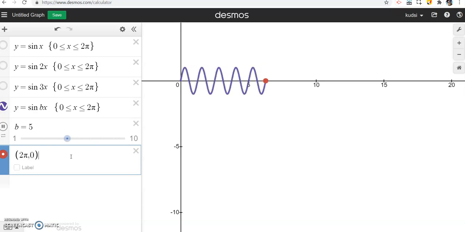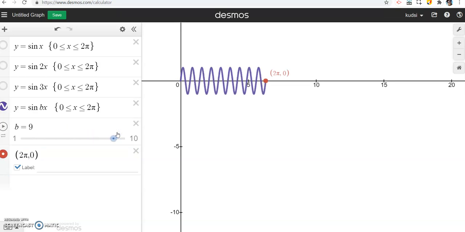See if we can put a point there. Okay, that's staying at 2 pi, 0. We're changing the number of cycles. Again, that's 3 cycles in there. 2 cycles. 1 cycle. So as you increase B, you're increasing the number of cycles.